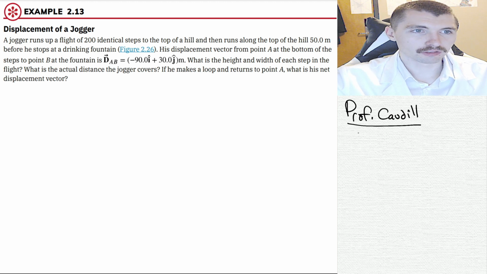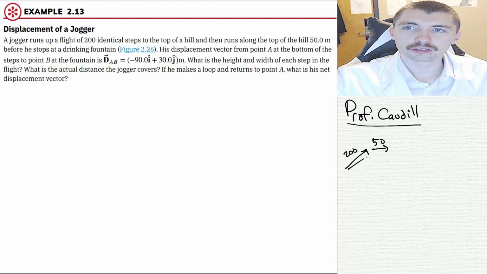A jogger runs up a flight of 200 identical steps, and then runs along the top of a hill 50 before he stops. So this vector is d_AB equals 90 i.